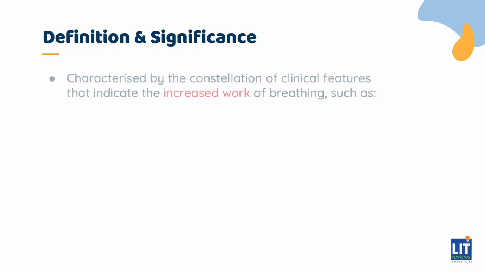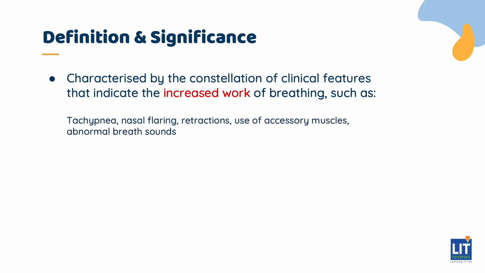Respiratory distress is characterized by the constellation of clinical features that indicate increased work of breathing, such as tachypnea, nasal flaring, retractions, use of accessory muscles, and abnormal breath sounds. It is a common pediatric emergency, accounting for approximately 10% of A&E visits in children's hospitals and 20% of hospitalizations.